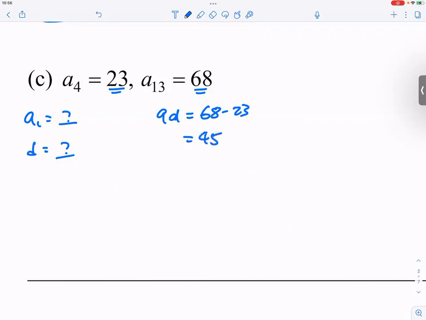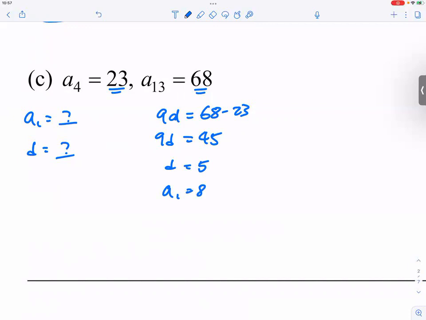And that gives you 45. So you can say 9D is equal to 45. So D must be 5. You're like, great. And if you know D is 5 and you know A4 is 23, then you can just backtrack. A4 is 23, so what's A3? A3 would be 18. A2 would be 13. Then what's A1? Oh, A1 must be 8.